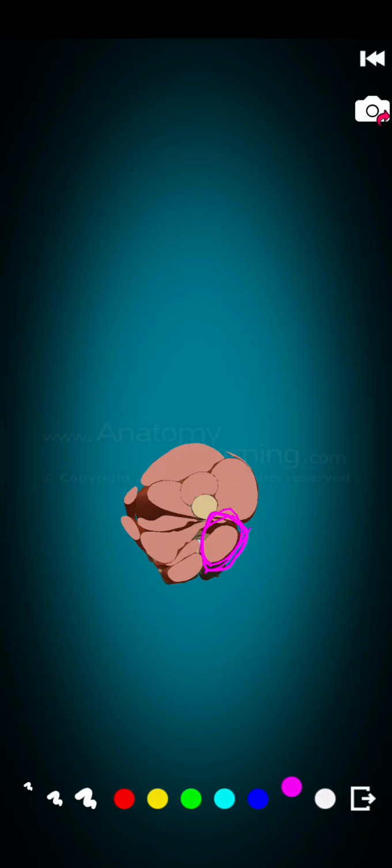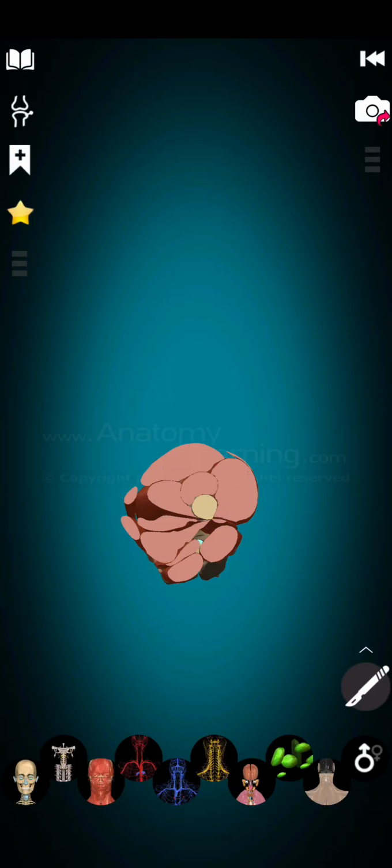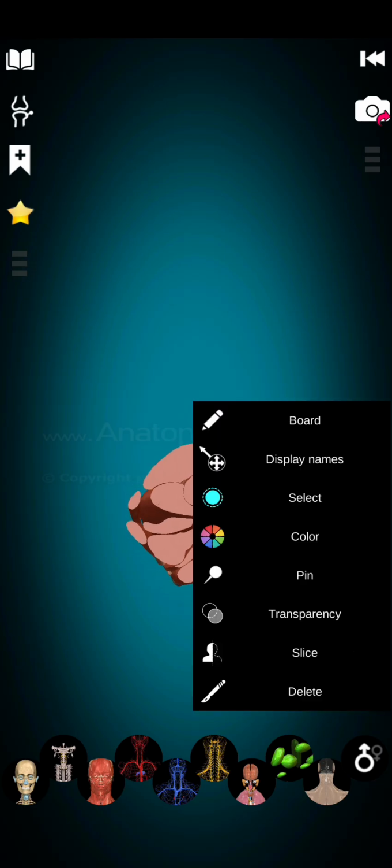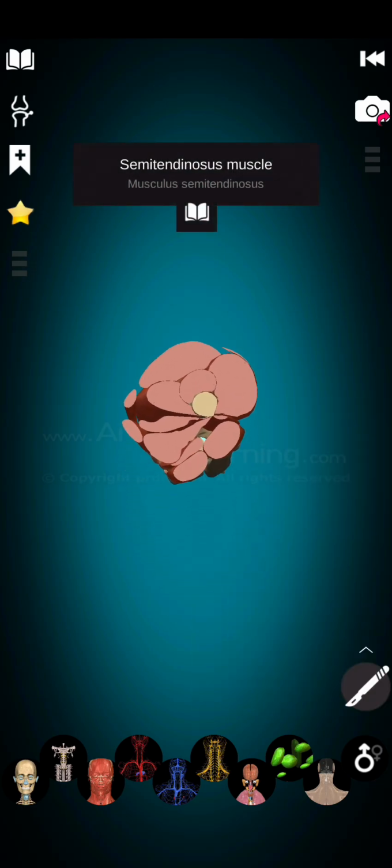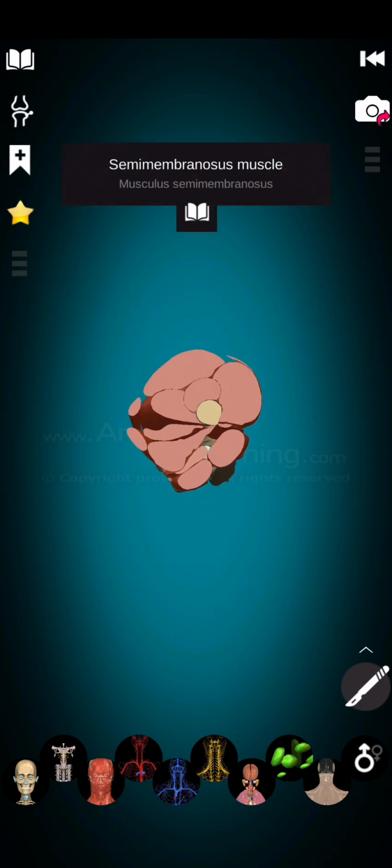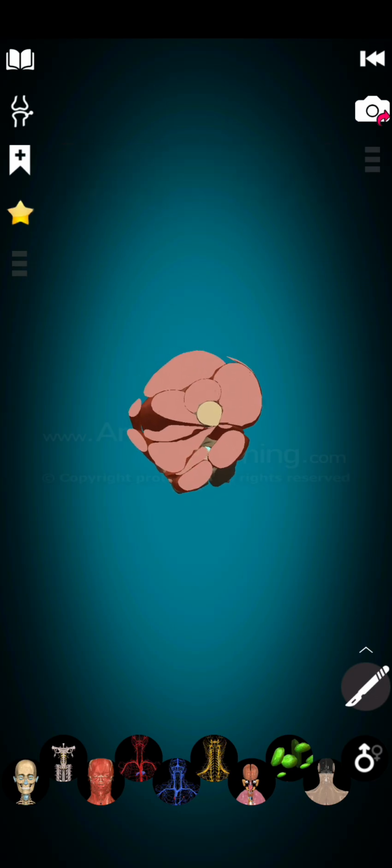Yeah. So here we have the short head, this one here, and here we have the long head, this guy here. All right, and aside from that, we also have these other muscles, such as the semitendinosus muscle and semimembranosus muscle. So that's the posterior compartment. What intermuscular septa make up the posterior compartment? You should know that by now.